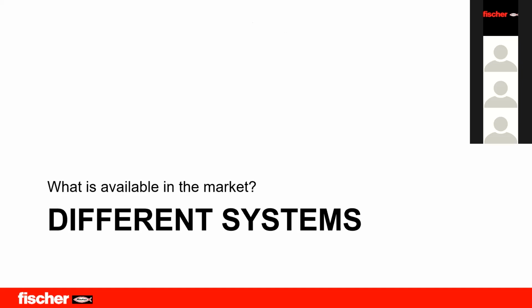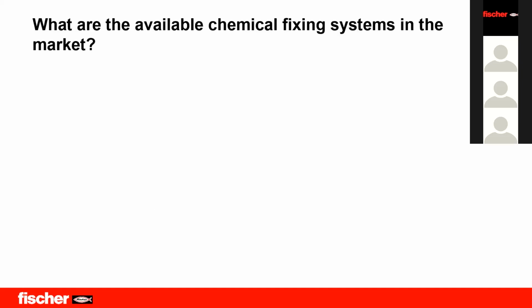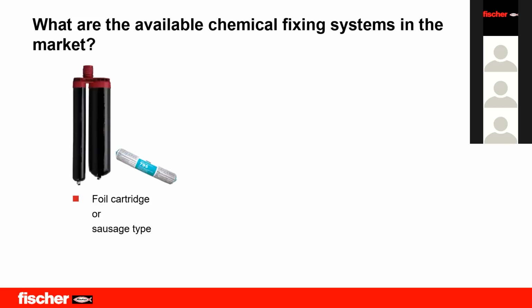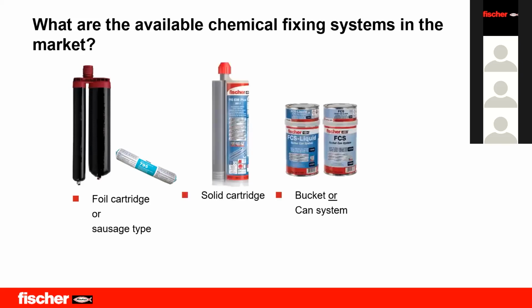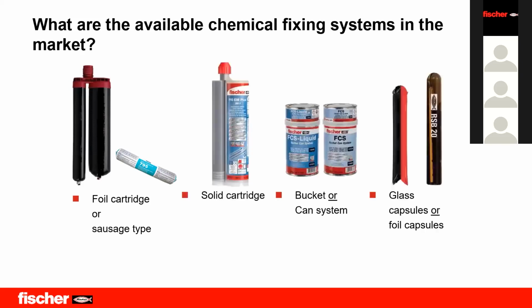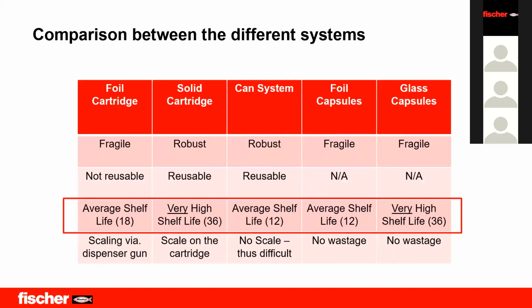As you are all aware, the chemical can be packed in different types, and here are some of the types of packing. First one, sausage or cartridge type, solid cartridge, bucket or can system, or glass capsules or foil capsules. So how does it differ? What is the point when we have different types of packaging? Yes, in chemical, it plays a vital role. Coming to the next slide, it is well explained how it can differ.